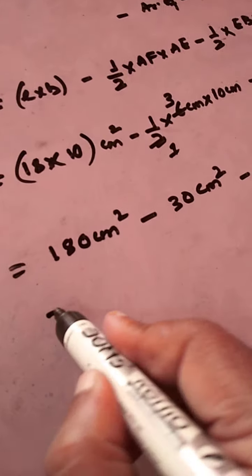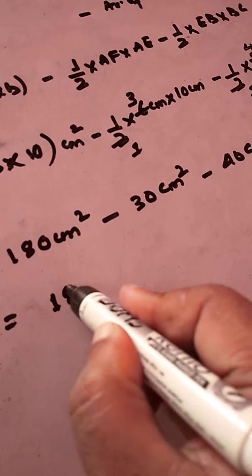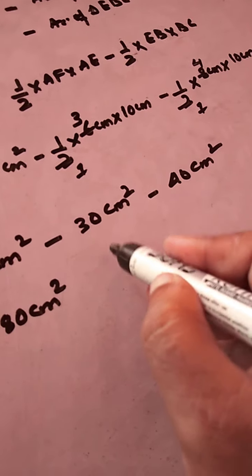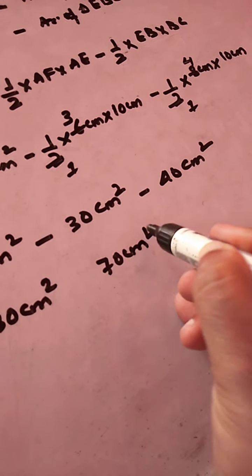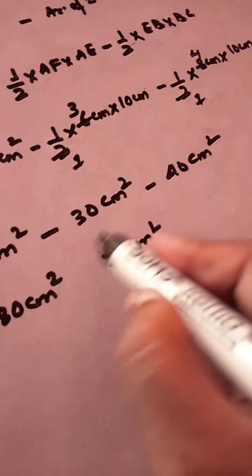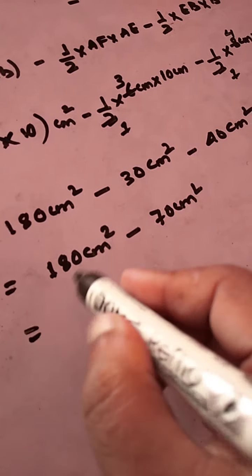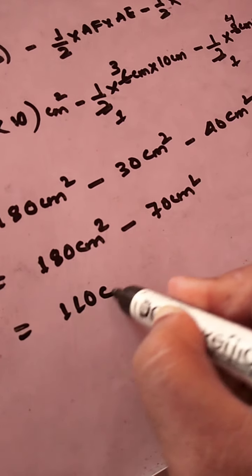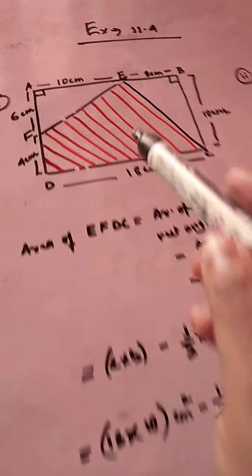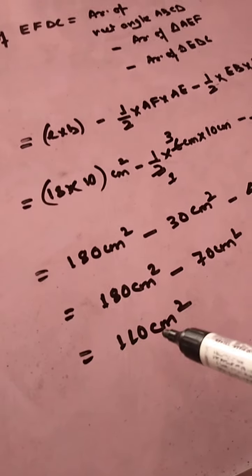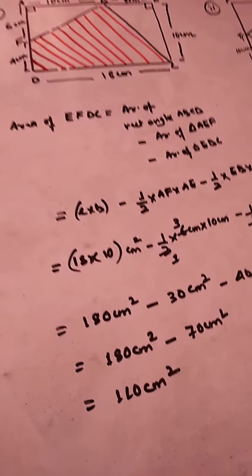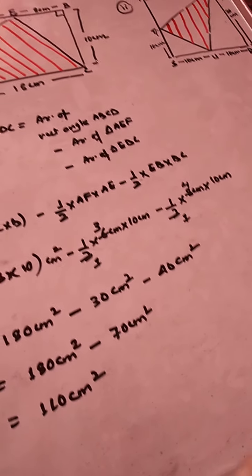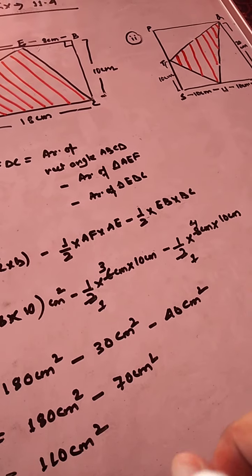Now we'll solve this. So 180 centimeter square, and we'll add these two, minus becomes plus. So 30 plus 40 is 70 centimeter square. Which number is greater? 40. 40 is carrying what sign? Minus. So we'll put the minus sign. Now if I subtract 180 and 70, the answer would be 110 centimeter square. So the area of the shaded portion is equal to 110 centimeter square. Okay, so this is the solution of sum number 1 of question number 10. Now let's see how to solve sum number 2 of question number 10.